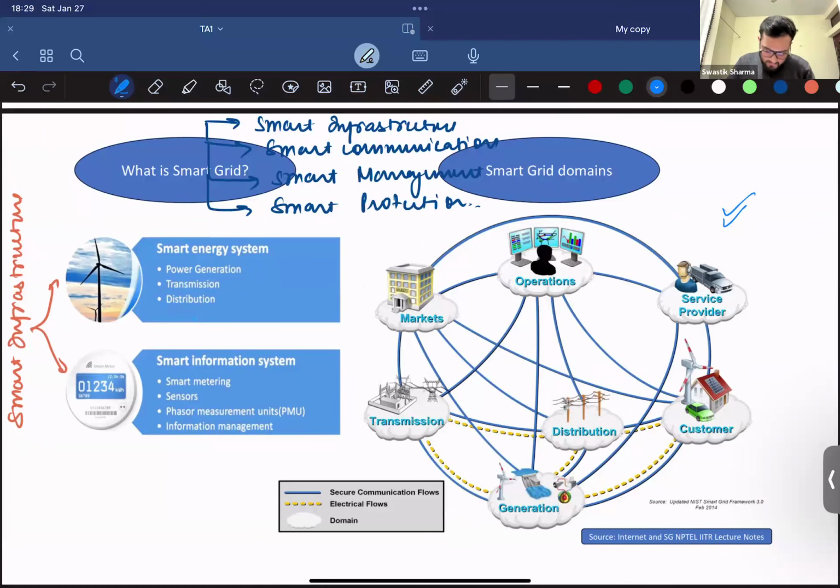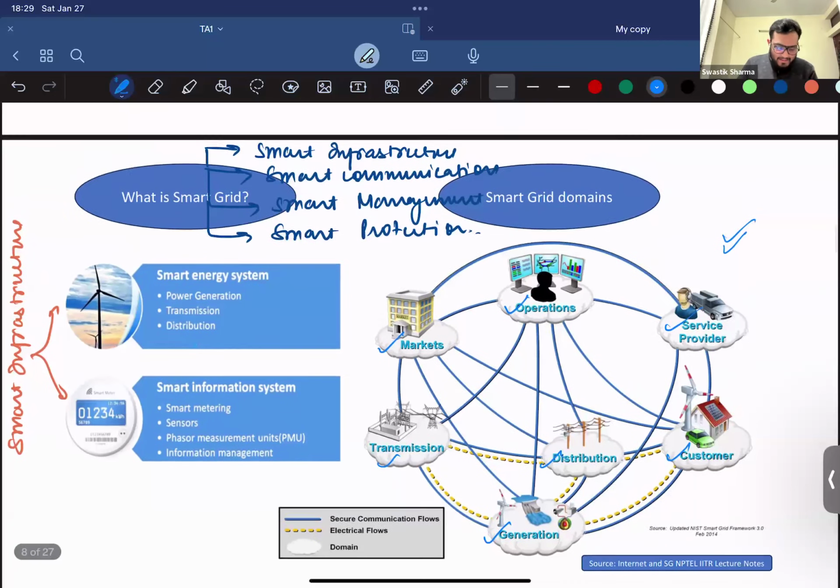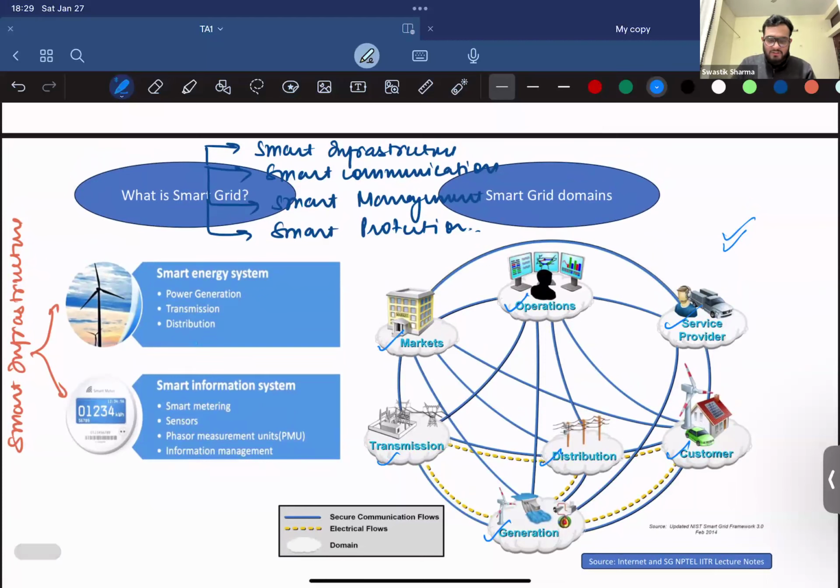So we have different domains: a transmission domain, a distribution domain, a customer domain, a generation domain, with the electrical flows and information flows between each of them and between markets, operations, and service provider. We'll explore these in the next slides. So what exactly is a smart grid? A smart grid has smart infrastructure, smart communication, smart management and smart protection.